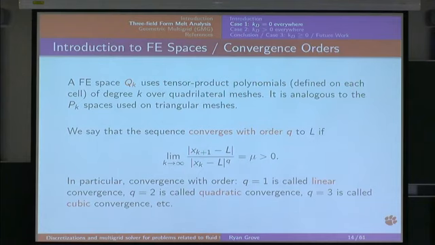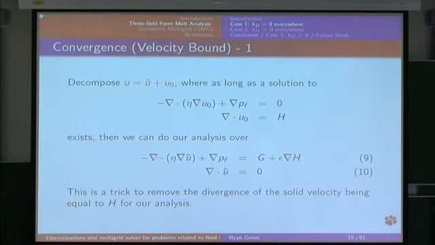This is not the same k as the polynomial order, right? No. No, sorry. Could probably change that letter. All right, so in particular, convergence with order q equals 1 is linear convergence, q equals 2 is quadratic, etc. I'm going to refer to linear, quadratic, and cubic when I get to my computational results, so I just wanted to make sure everyone knew where I was coming from.